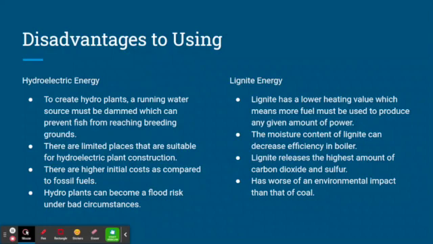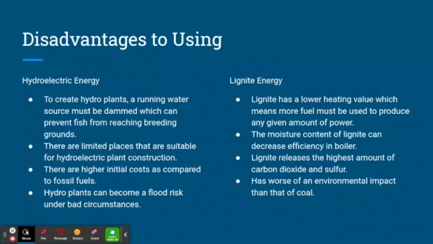These are the disadvantages to using these energies. Hydroelectric energy. To create hydro plants, a running water source must be dammed, which can prevent fish from reaching breeding grounds. There are limited places that are suitable for hydroelectric plant construction. There are higher initial costs as compared to fossil fuels. Hydro plants can become a flood risk under bad circumstances.